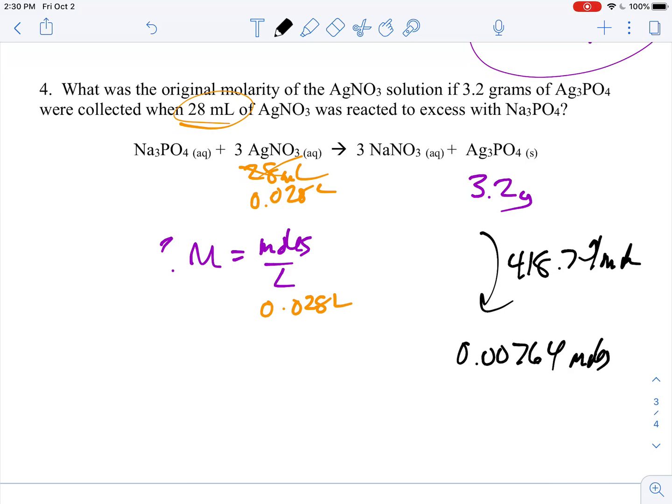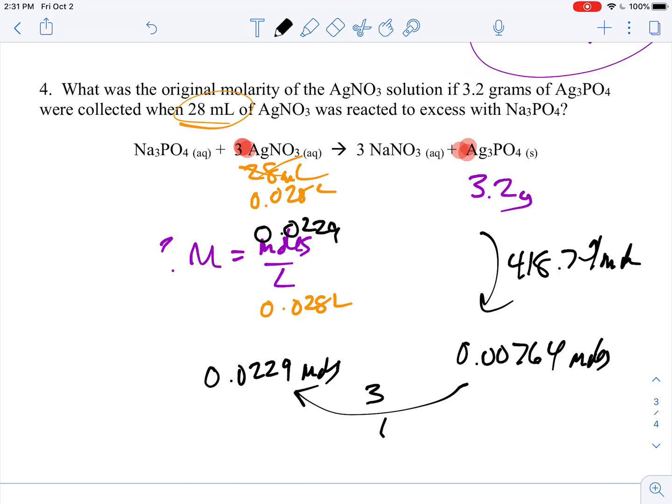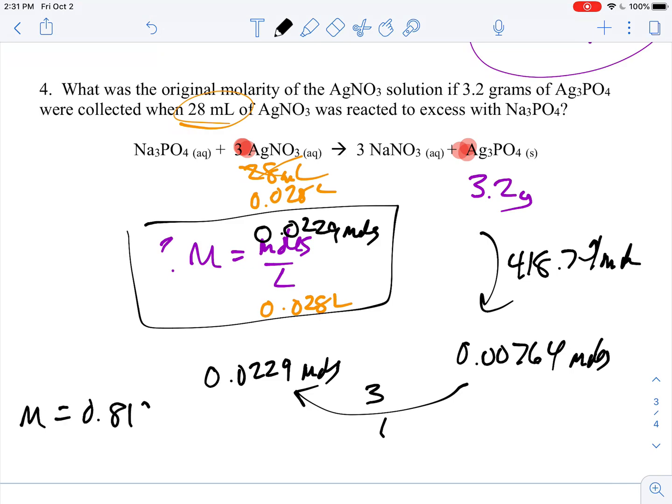Well, if that's the case, and knowing my balanced equation, I can come back over here to this stuff by a 3-to-1 ratio, because it's a 3-to-1 ratio there. And I would end up with about 0.0229 moles of this. And now that I know the moles, then I have this 0.0229 moles that were being divided by 0.028 liters. My molarity ends up being about 0.819 molarity when it's all said and done.